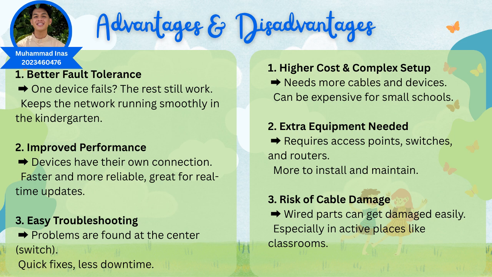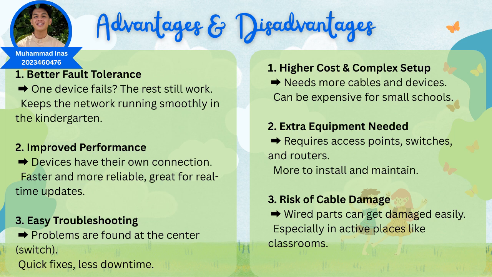So the next is extra equipment needed. Requires access point, switches and router, more to install and maintain. To ensure the network runs smoothly and reliably, you need an access point, network switch, and stable router, all of which add to the overall hardware and infrastructure requirements. These devices not only cost more but also need regular maintenance and updates, increasing the burden on the organization's technical support or IT team.